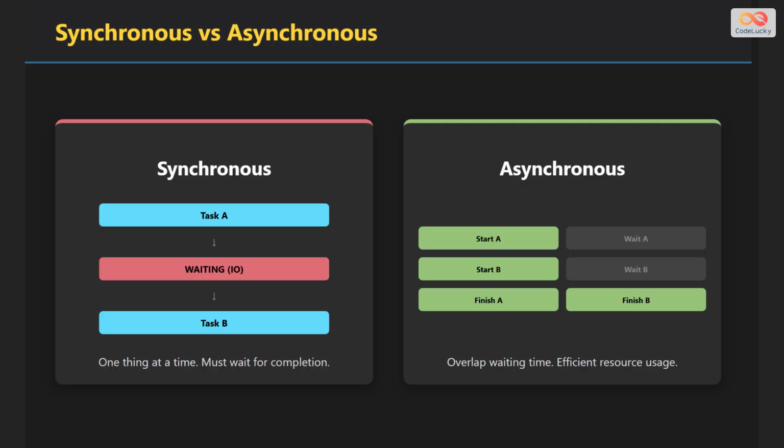First, let's understand the problem. In traditional synchronous programming, tasks happen one after another. If task A needs to download a file, the entire program stops and waits. It does nothing else until that download finishes. Asynchronous programming is different. It allows us to start a task, and while it's waiting for something like a network response, we can switch over and do work on another task. This overlap makes our programs much more efficient, especially when waiting for input-output operations.